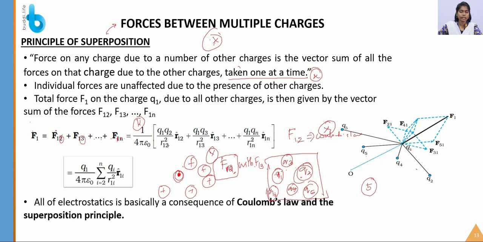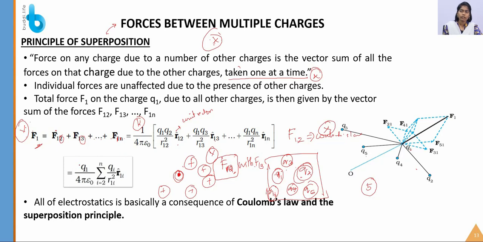R12 is nothing but the distance between the charge q1 and q2, and r12 cap is a unit vector which has a direction from 2 to 1, and here from 3 to 1. So by adding individually you can calculate the total force experienced by the charge q1. Similarly you can calculate the force experienced by the charges q2, q3 and q4. So by summing all these you will get the total force.